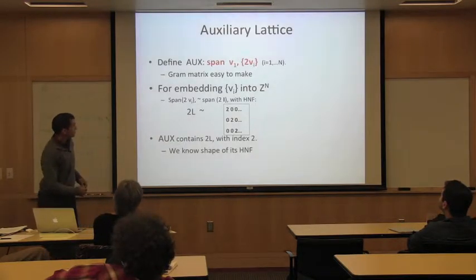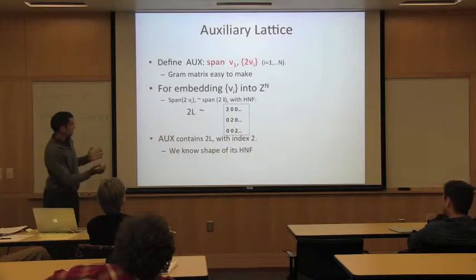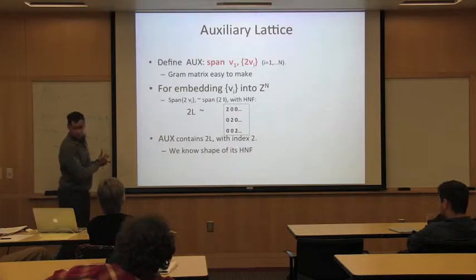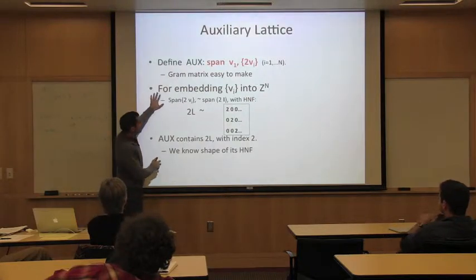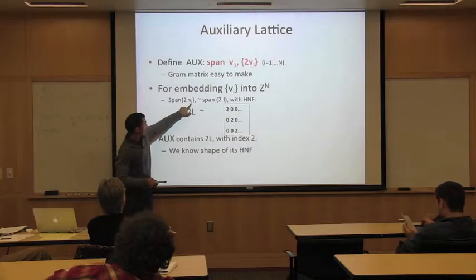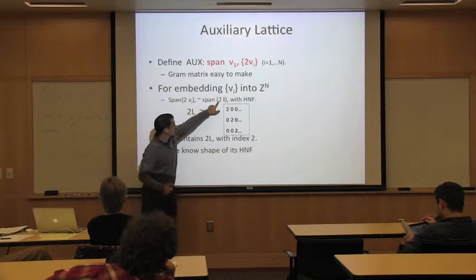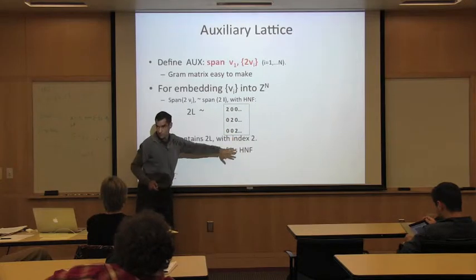Okay. So what I want to do is try to find an embedding of these vectors into Zn. I'm going to define an auxiliary lattice. I know I'm going quick because I just wanted to give some flavor of this result. But so, for some embedding of Vi into Zn, the span of twice every single one is isometric to the span of twice the identity. So in some coordinates, it just looks like all 2's on the diagonal.